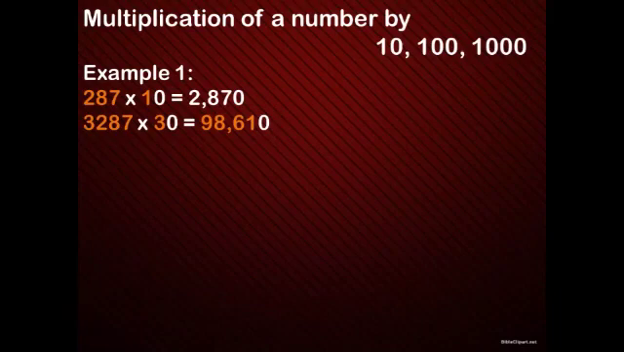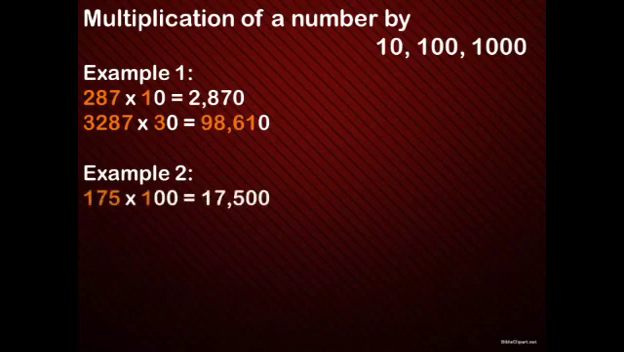Okay, now we will go on to example 2. 175 multiplied by 100. That is nothing but to multiply a number by 100 or 200 or 300, we multiply the number by 1, 2 or 3 respectively and add 2 zeros to the right of the number. Here 175 multiplied by 100. So you will do multiplication by 1. So 175 into 1 is equal to 175. Then you will add 2 zeros to the right of the number. So the answer is 17,500.